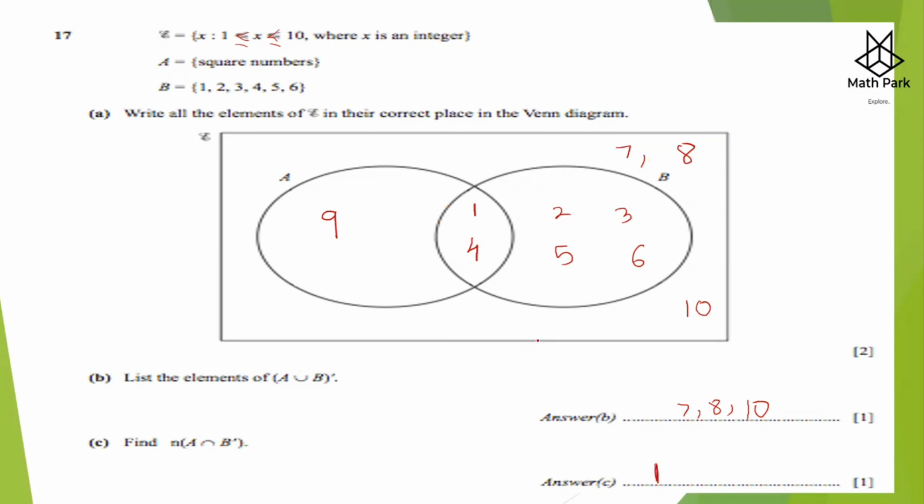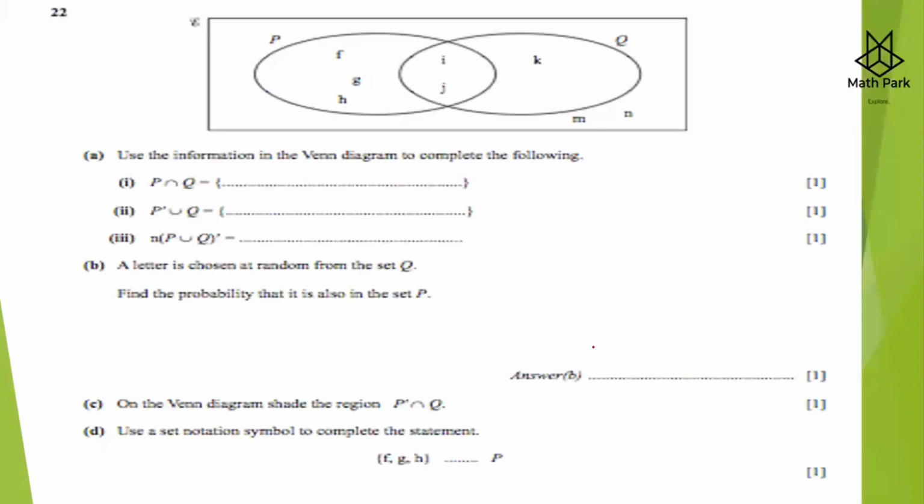Got it? Moving to next question. Now here, the Venn diagram shows the set P and Q which has some element. Use the information in the Venn diagram to complete the following. P intersection Q. So P intersection Q is going to be I and J, this part, I and J. P complement union Q. So P complement means what is not in P, and it should be there in Q.